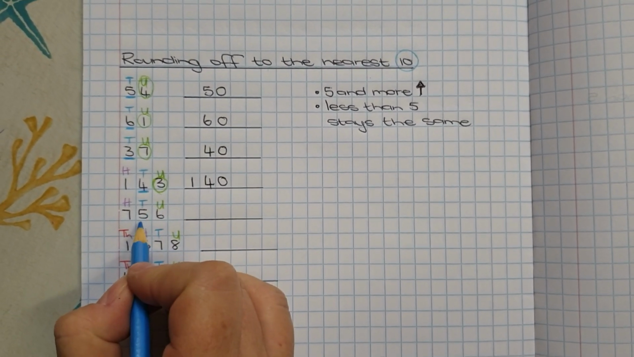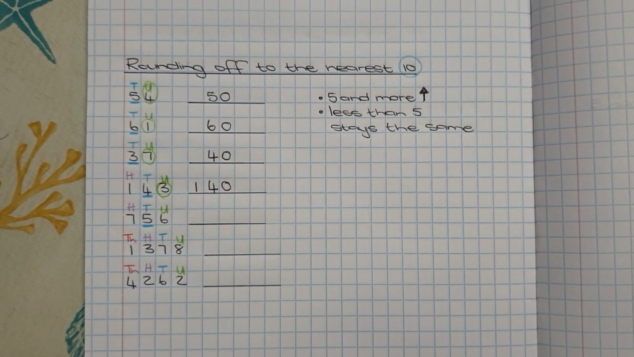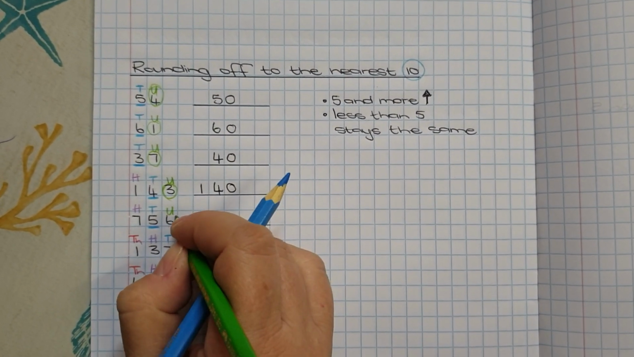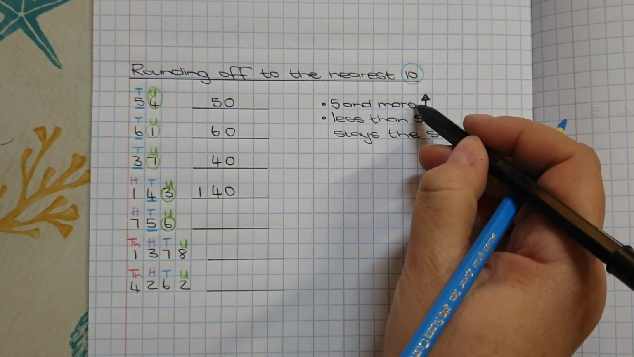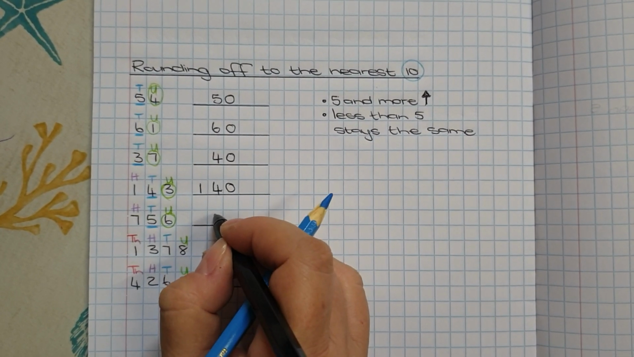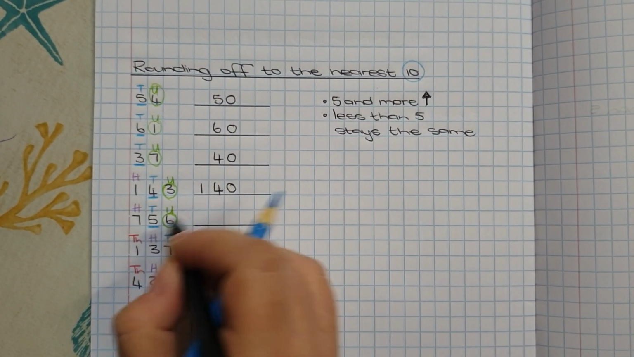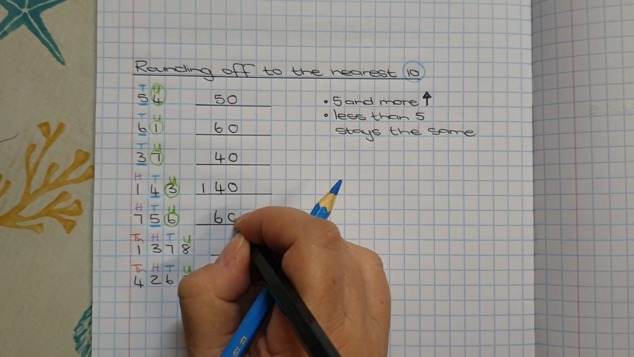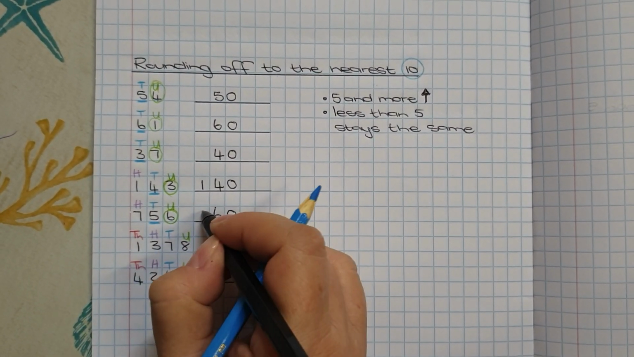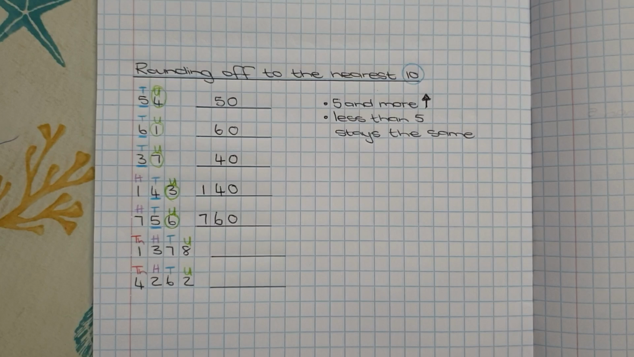The next one, we want to know if that one's going to change. You look at the friend. The friend is more than 5, so that one is going to change. The 5 is going to become a 6. The friend is going to become a 0, and don't forget about the hundreds.